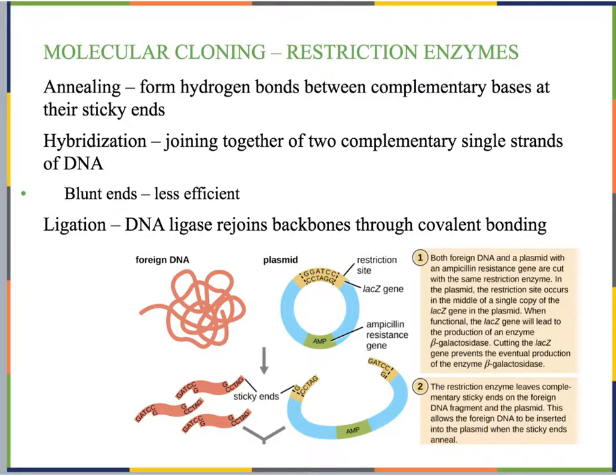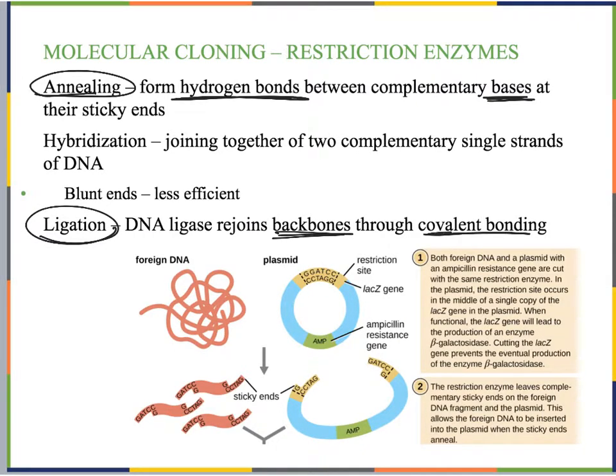Now, hybridization is just the general term for the joining together of these complementary single strands of DNA. So when we talk about the process, hybridization is when we are taking DNA and we're putting it together. Annealing are the specifics of creating that hydrogen bond between the complementary bases specifically. Now, ligation is when DNA ligase is going to rejoin those sugar phosphate backbones through covalent bonding. So again, annealing is the hydrogen bonds between the bases. Ligation is the backbones through covalent bonding, right?